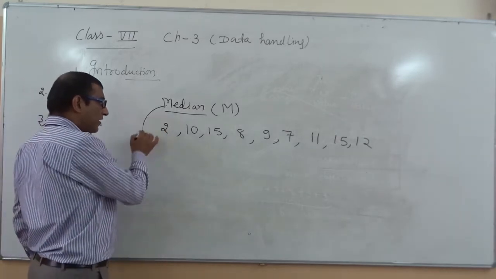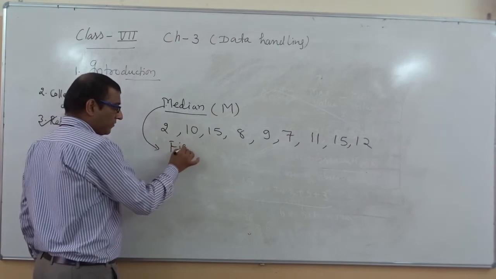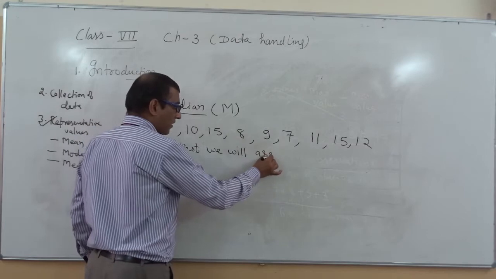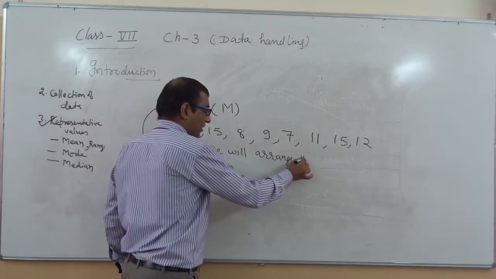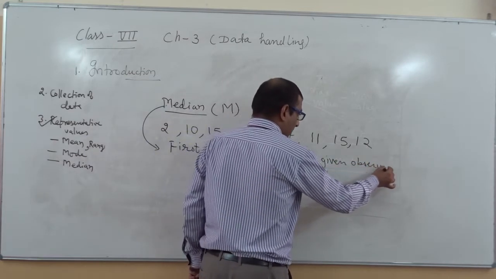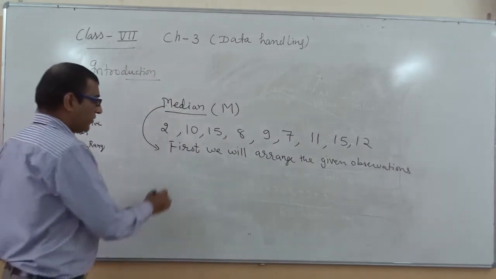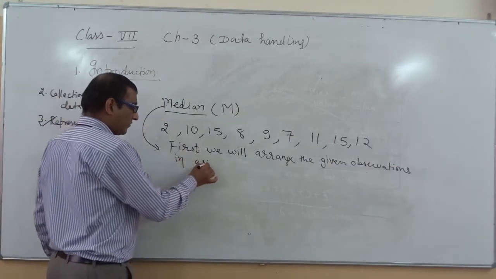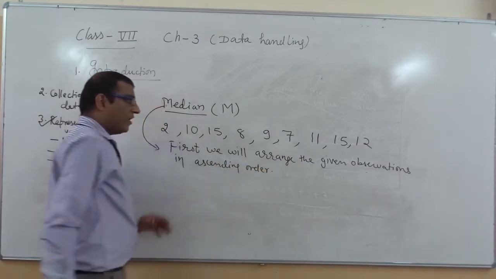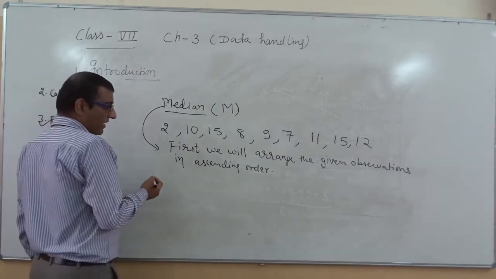So in this case, first we have to arrange the data in ascending order. First we will arrange the given observation in ascending order, and if you want to arrange the data in descending order, that is also possible. So how will we arrange in ascending order?